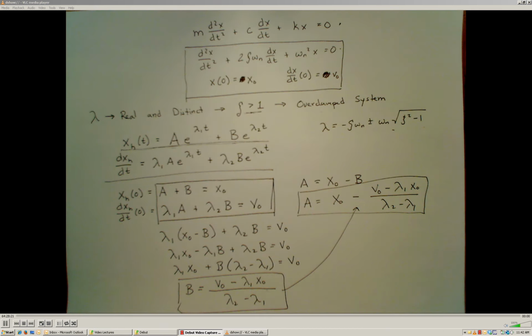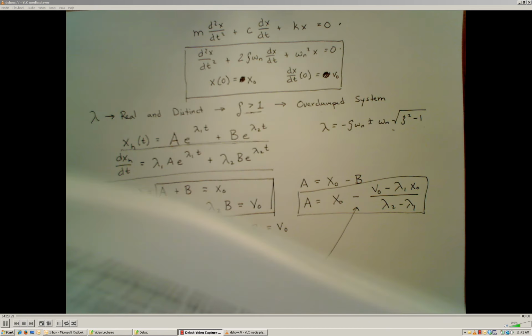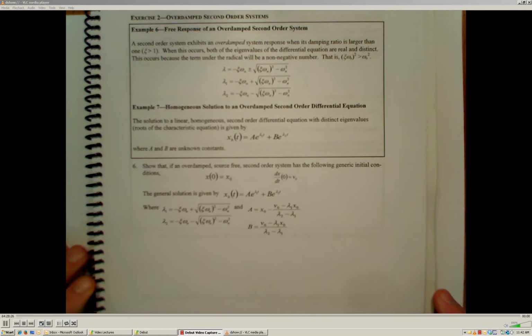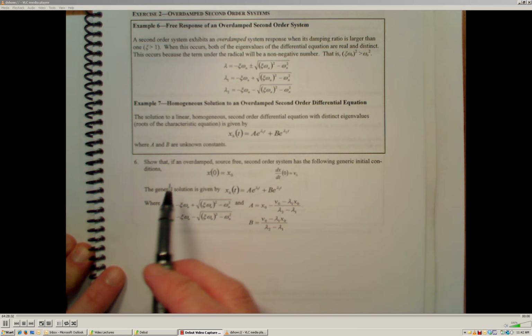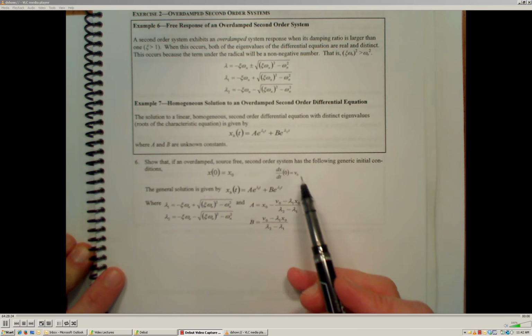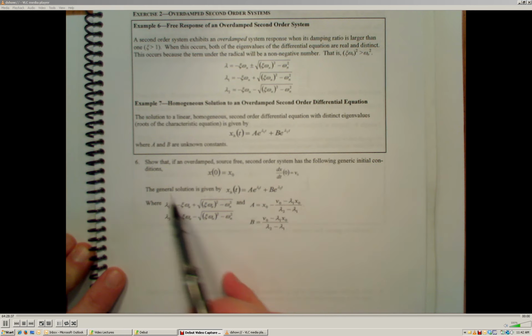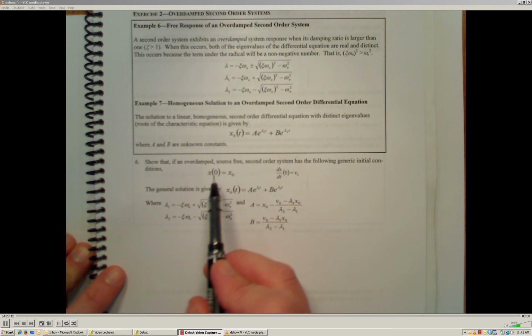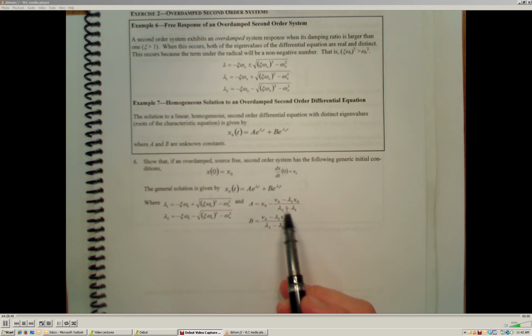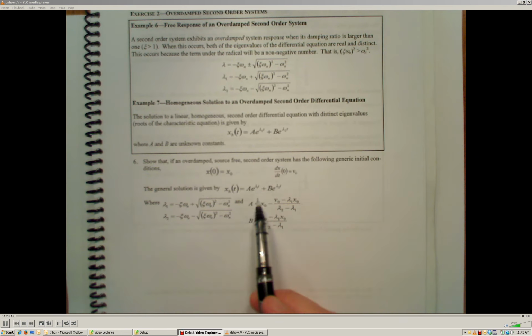All of this is in your packet for the Engineering 313 course on page 124, which describes the overdamped source-free second-order system with generic initial conditions. So again, we no longer need to solve differential equations if we recognize that it's a homogeneous system and it's overdamped. If we can determine the initial conditions and the eigenvalues, we have everything we need to write the general solution.